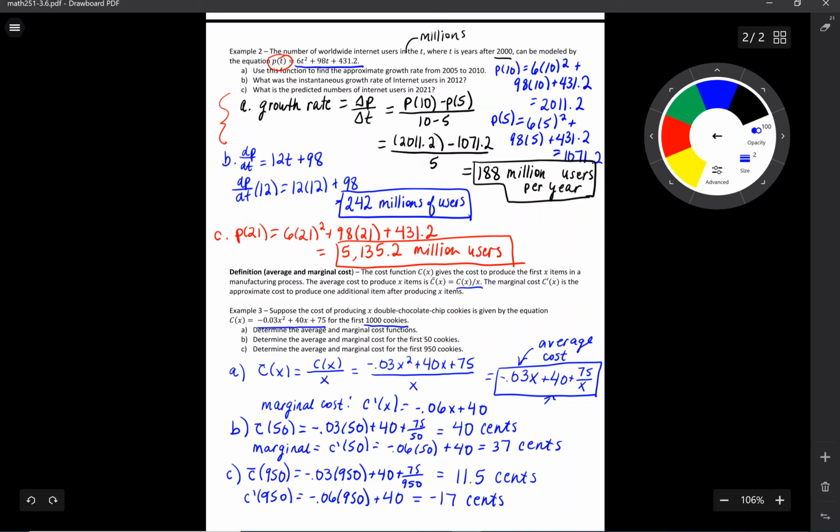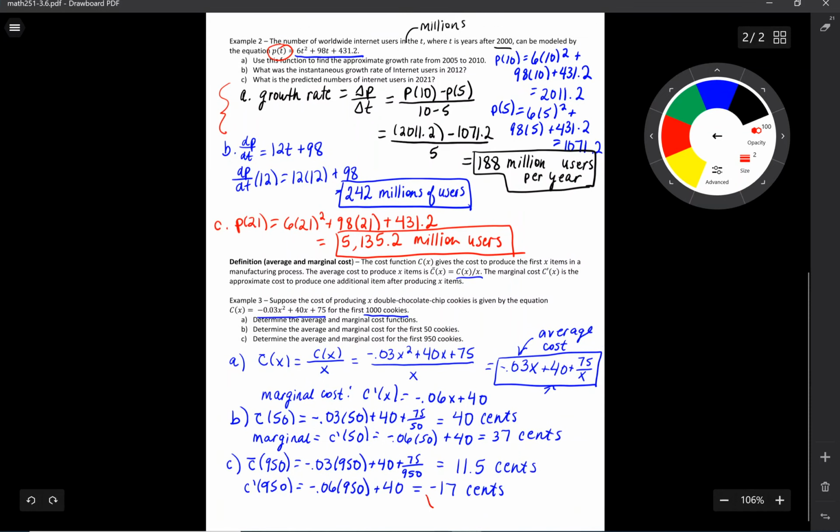So if my cost to produce something is negative, that means that after the 950th cookie, I am making a profit. So in this manufacturing process, you have to make 951 cookies to make a profit, but that's how they do business, I guess. All right, that is our last example for the day.